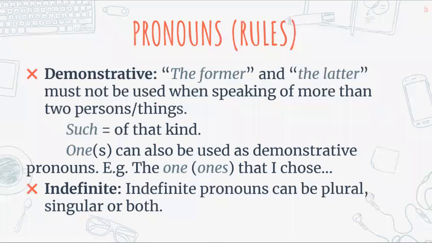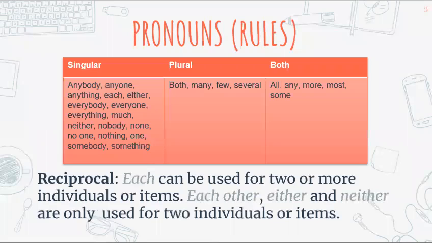And so indefinite pronouns can be singular, plural, or both. And here we have a little table showing the singular, plural, and both of the indefinite pronouns. So this is another issue that I know from experience can cause you to lose marks. So anybody, anyone, anything, each, either, etc. All of these are singular. So they will be using singular verbs.